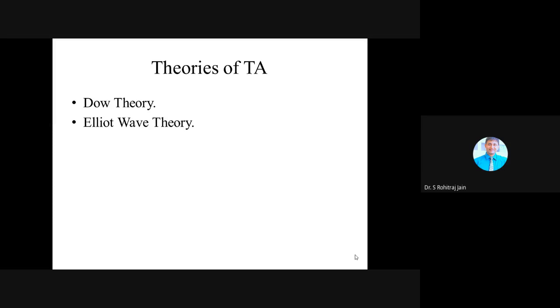Now you all know what technical analysis is. Purely we use charts to predict the price movement of a particular stock. Now remember students, when it comes to the stock market, there are two types of animals which we use for buying as well as selling. These animals are called bulls and bears.